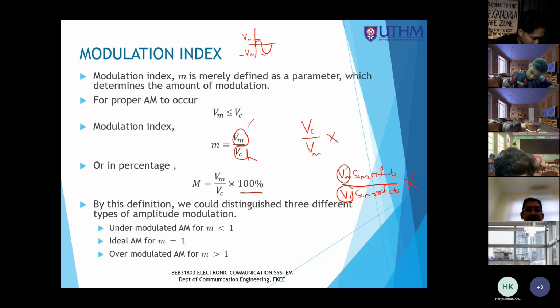And we have three different types of amplitude modulation. Three different types, three different extreme scenarios. The first is under modulated, where the modulation index is less than 1. Then ideal AM, modulation index equals 1, and over modulated AM, modulation index greater than 1. This is what will come out in the test. Okay, in the test this question will be asked.